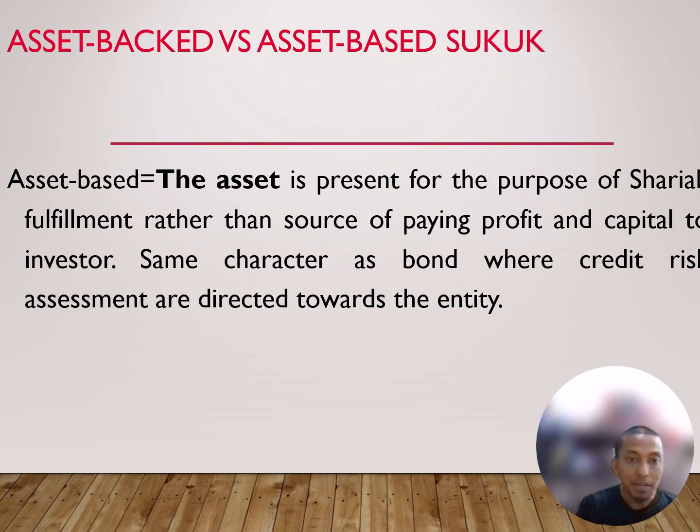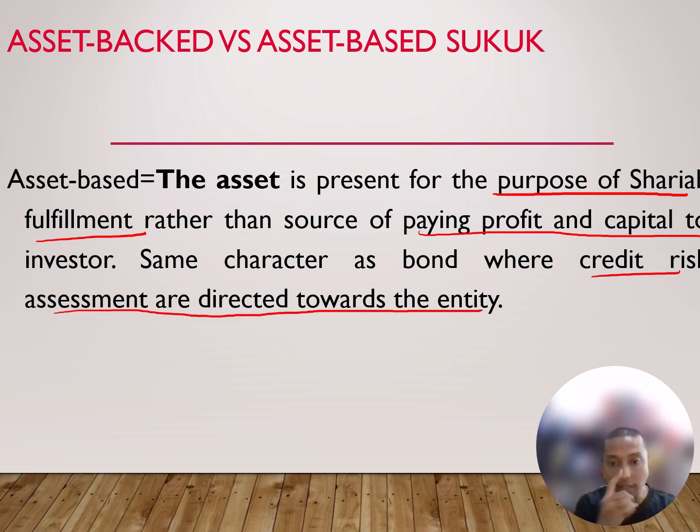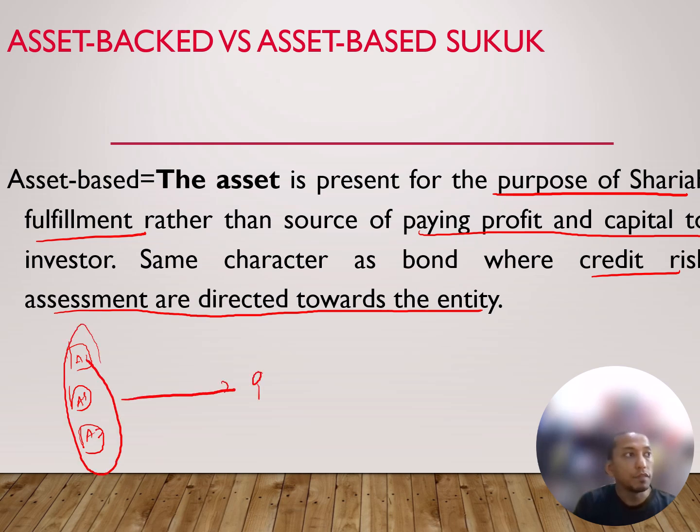While for asset-based sukuk, the asset is present for the purpose of Sharia fulfillment only, rather than as the source of paying profit and capital to the investor. It has the same character as a bond, where credit risk assessment is directed toward the entity. In other words, it depends on the company as a whole. In the previous example, asset 1, asset 2, asset 3, the whole company itself will provide the performance of the sukuk.